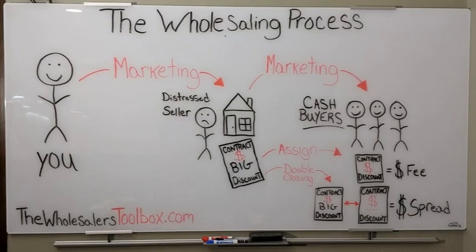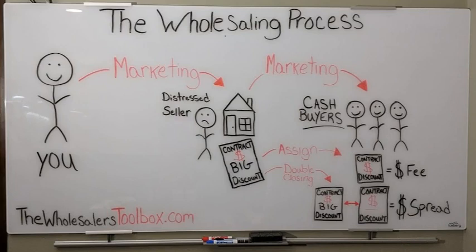Now look at the diagram here. This is what we're going to teach in this course, and this is what you've got to understand completely. You as a wholesaler are going to learn to market for distressed sellers. That seller's going to be distressed either because they've got a property that they've inherited that they don't want, it was a rental property that they're tired of owning, it got torn up by their last tenant, it could be they're behind on taxes, it could be they're behind on mortgage payments. Whatever, they need to sell that property.